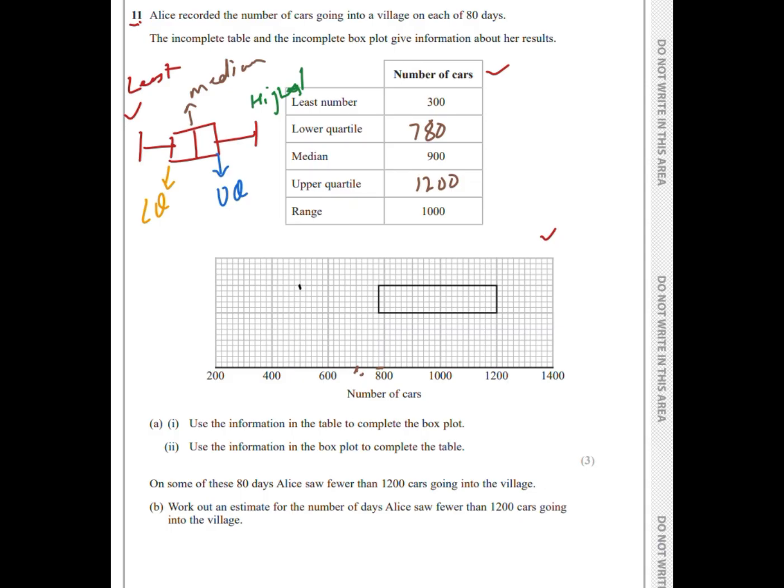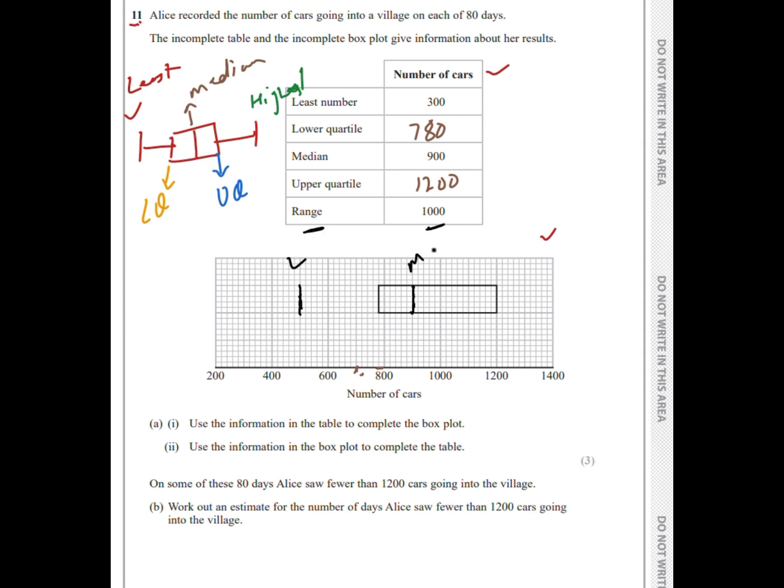Here, so it's going to be here. And what's your highest? Oh, we don't know the highest, but we do know our median. Median is going to be somewhere here, 900. So we drew our least and our median, our upper and lower quartile are already there. Now we need to figure out the highest.